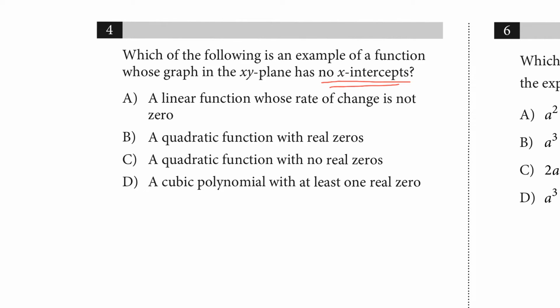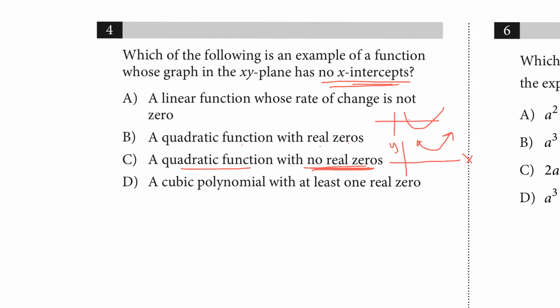A quadratic equation with real zeros, well, if it has real zeros, it will have at least 1 or 2 x-intercepts. A quadratic equation with no real zeros has no x-intercepts. So that means it probably might look like this. Here's your x-axis, and this is your y. So it does not cross. So if you have no real zeros, you have 2 complex imaginary zeros, and that would be the answer.